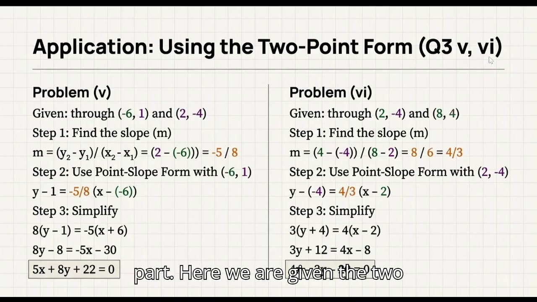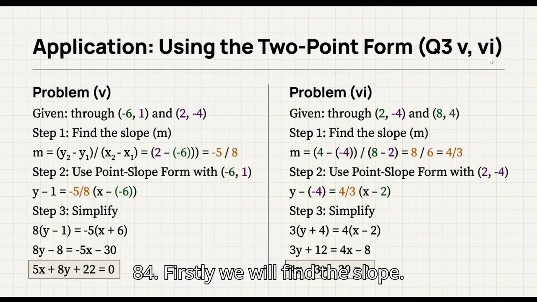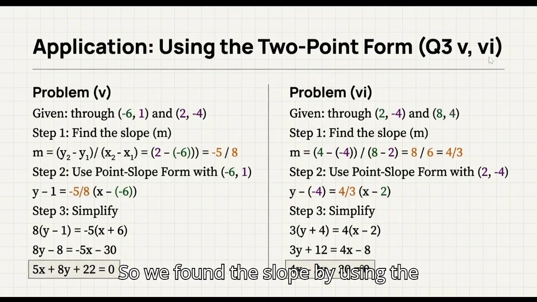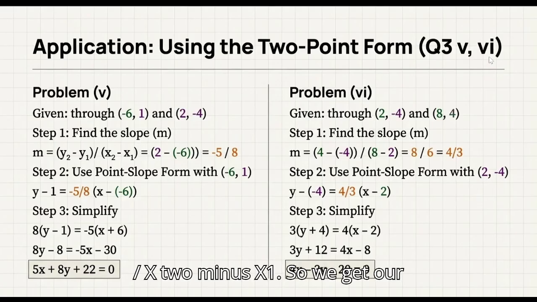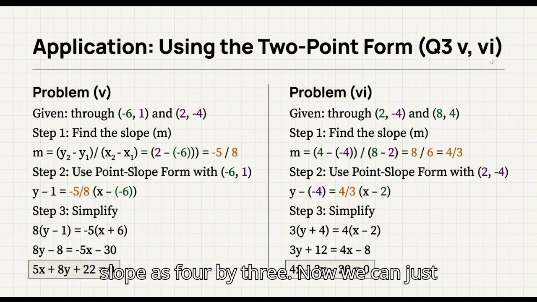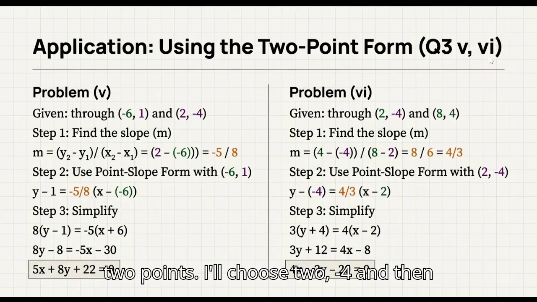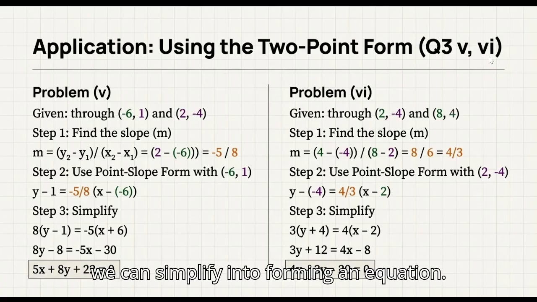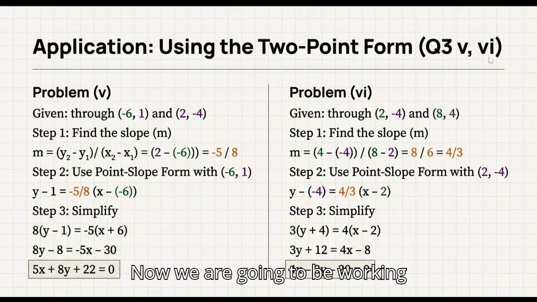For the sixth part, here we are given the 2 points, which are (2, -4) and (8, 4). Firstly, we will find the slope. We found the slope by using the gradient formula, which is (y2 - y1) divided by (x2 - x1). So we get our slope as 4/3. Now we can just use the point slope form with any of the 2 points. I'll choose (2, -4), and then we can simplify into forming an equation. So here we have 4x - 3y - 20 = 0.